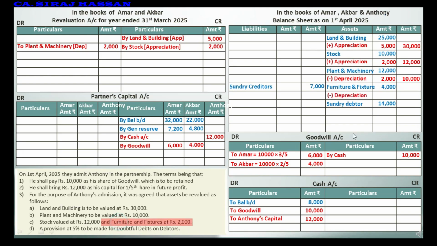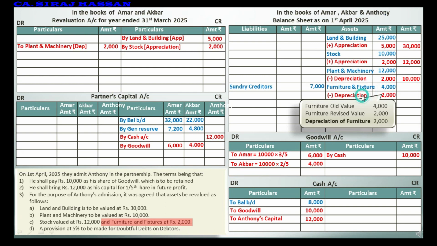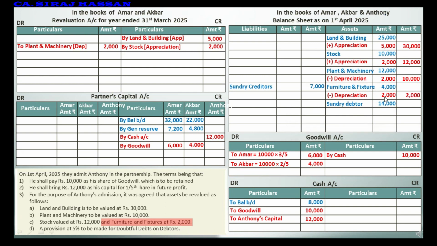Furniture and fixtures rupees 2,000. Earlier my value of furniture and fixtures was rupees 4,000. Now it has been reduced to 2,000. So there is a depreciation of 2,000, which will be recorded on the debit side of the revaluation account.